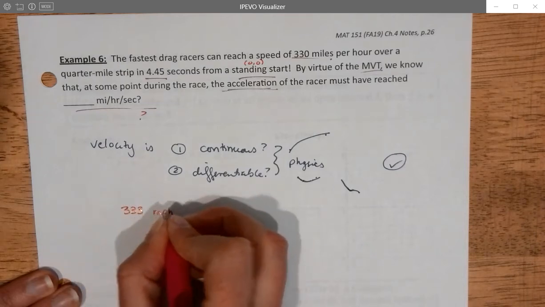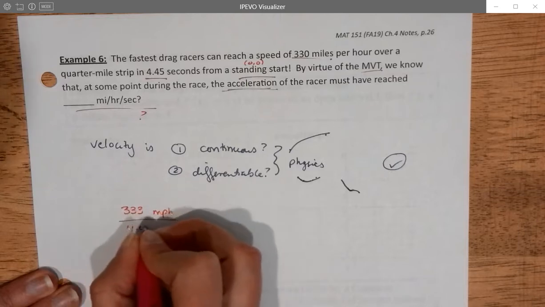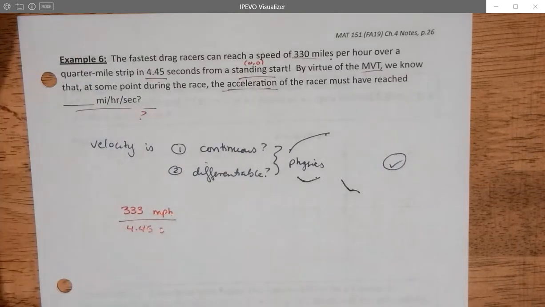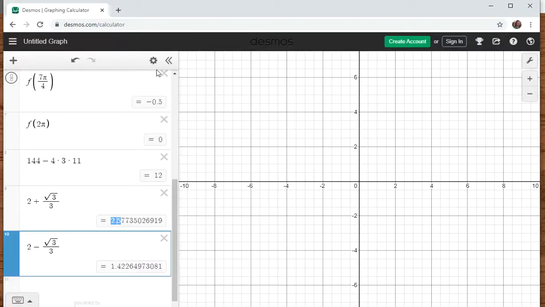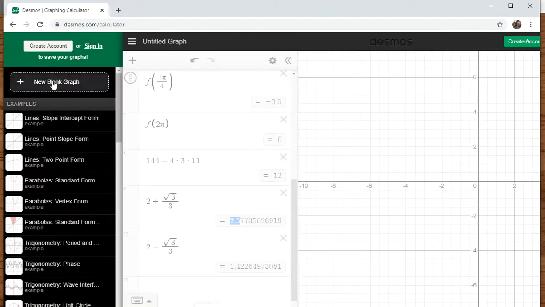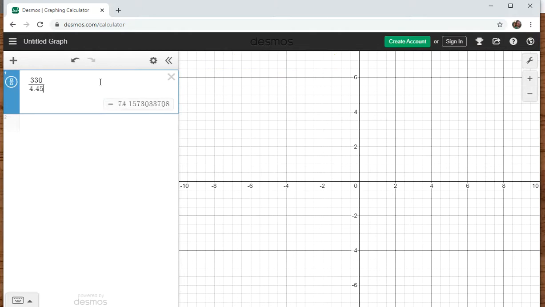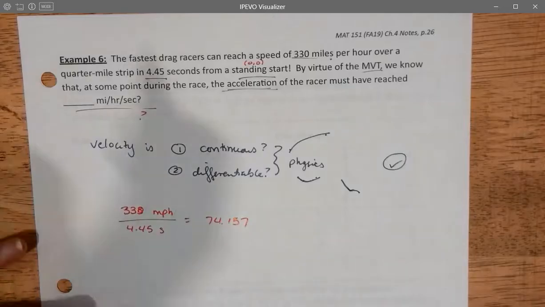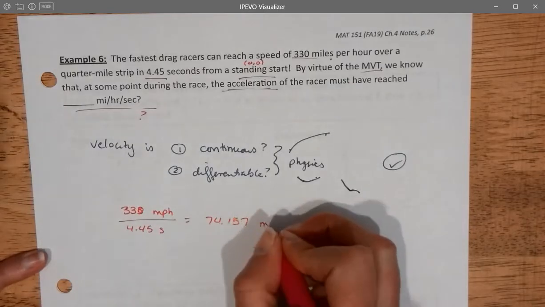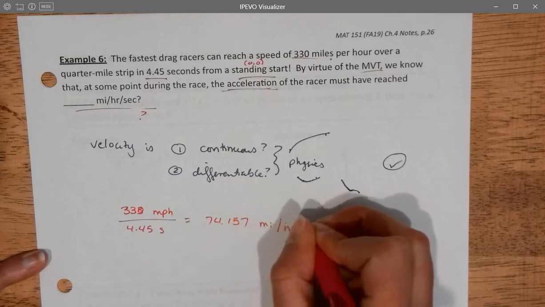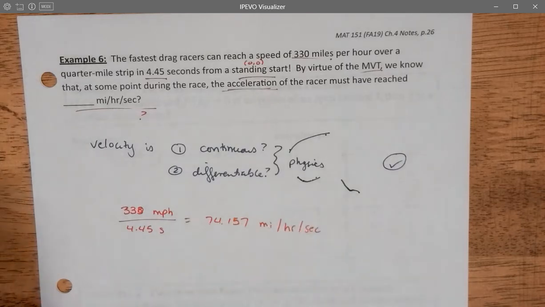Okay, so if we do 330 miles per hour divided by 4.45 seconds, I don't know how that divides out, let's find out. 330 divided by 4.45 gives us 74.157. And the units on this are miles per hour per second right now.